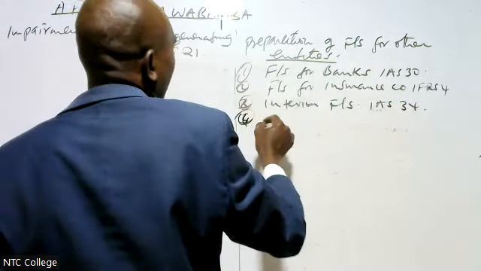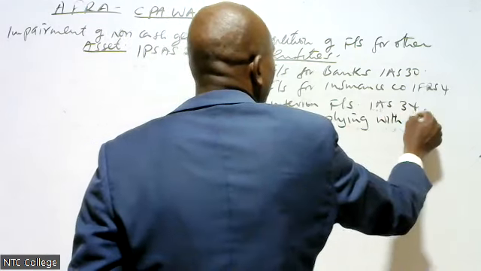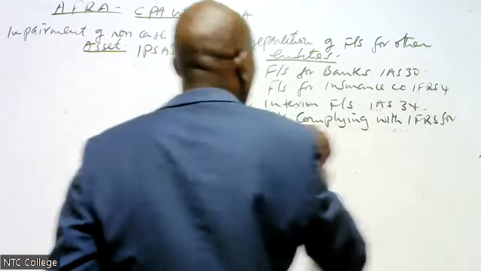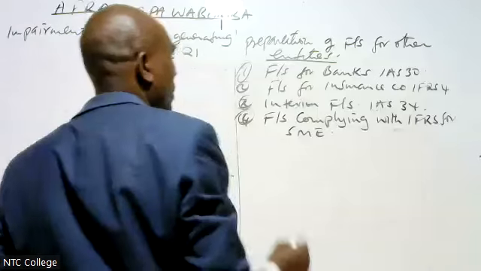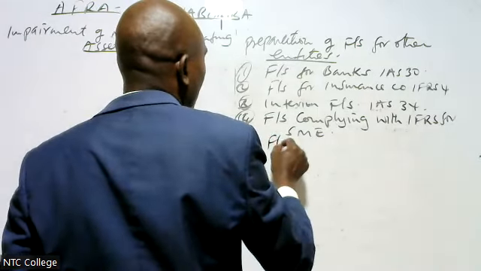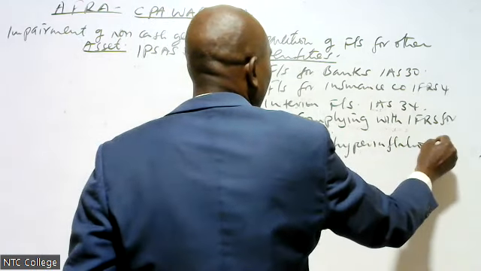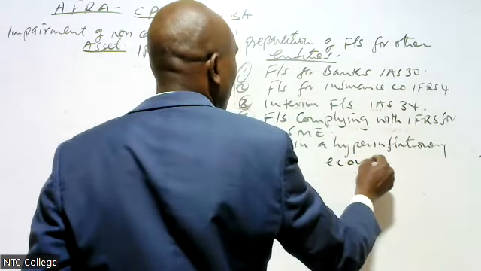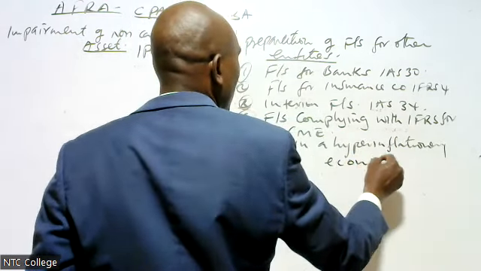Number 4, financial statements complying with IFRS for SME. SME means small and medium enterprises. Then number 5, lastly, we have financial statements in a hyperinflationary economy, IAS 29. That is our topic number 3.